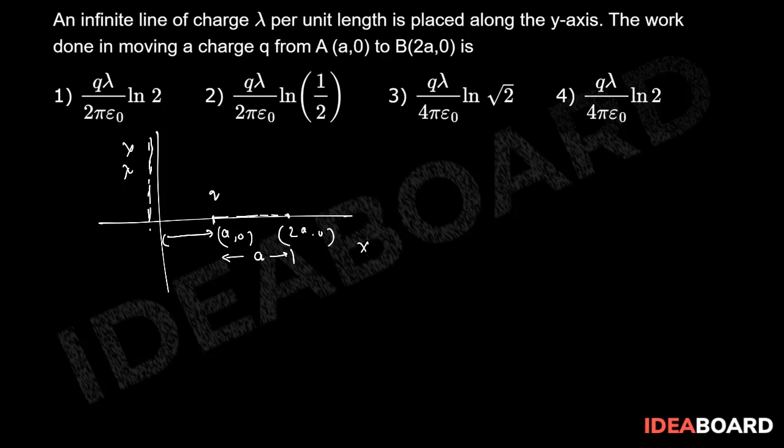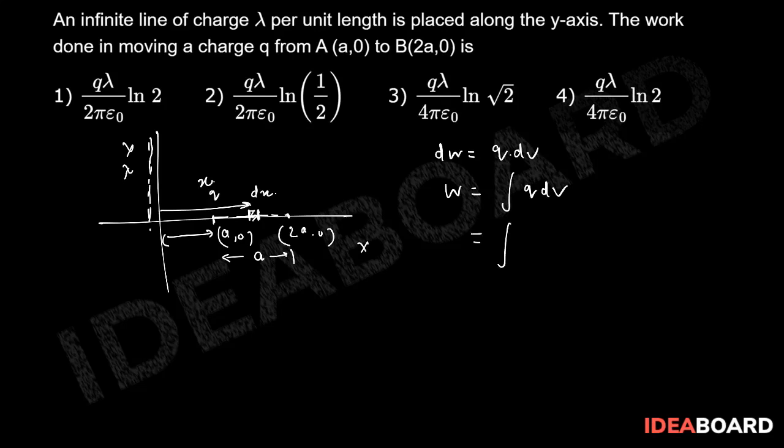Which small elements? Suppose randomly this point charge is somewhere at this distance away, which is x distance away from the origin. Now suppose in moving this charge dx distance, how much work will be done? So dW will be equal to q into dV, right? So now W will be equal to the integral of q dV.